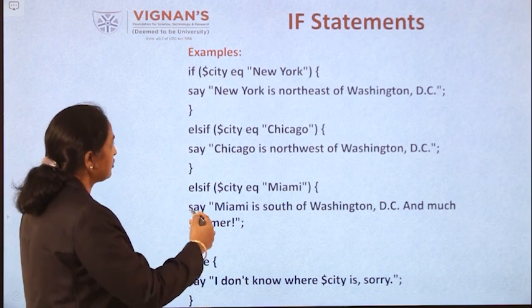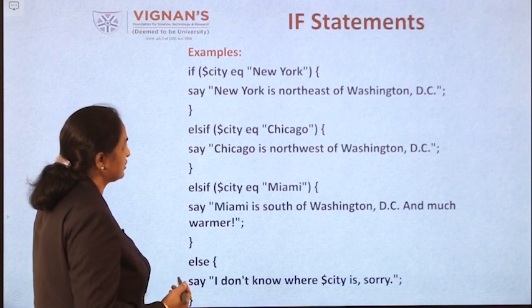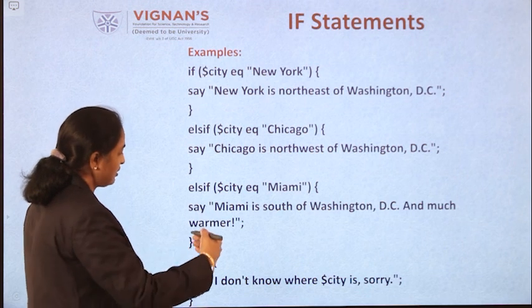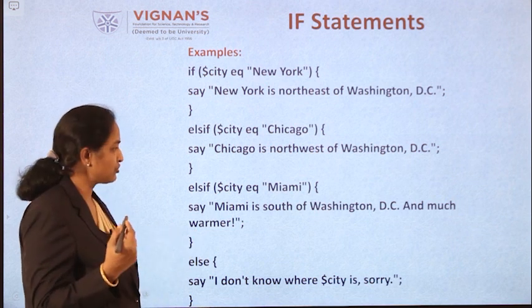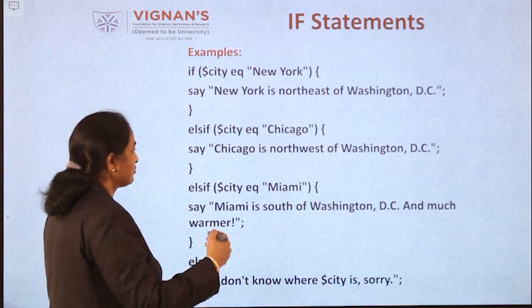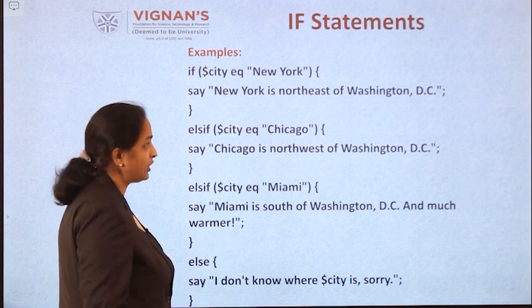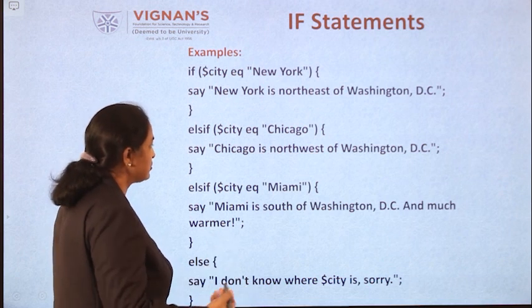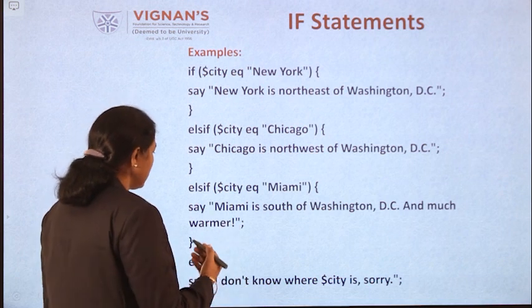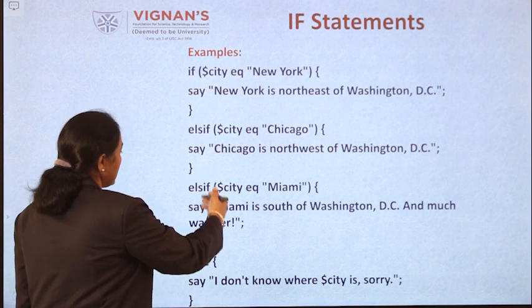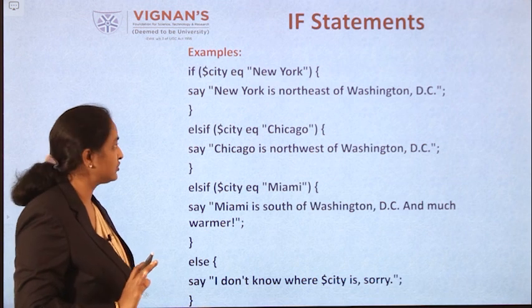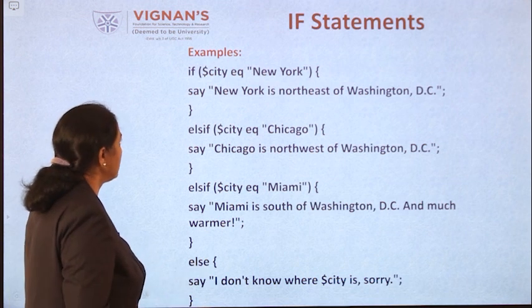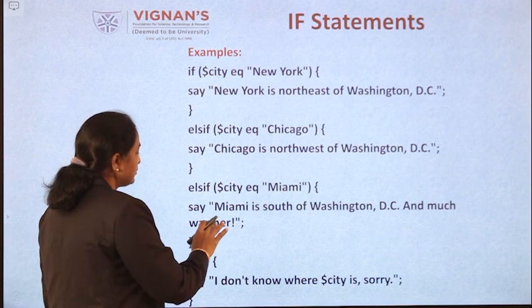What is in this program? I have to check different cities, whether they are on the east coast of the US, the west coast of the US, or the south. In which area is that city situated? That I have to check. At the end, if these cities do not come into the picture, then I don't know what kind of city it is. That is the objective. Here I am showing two programs.